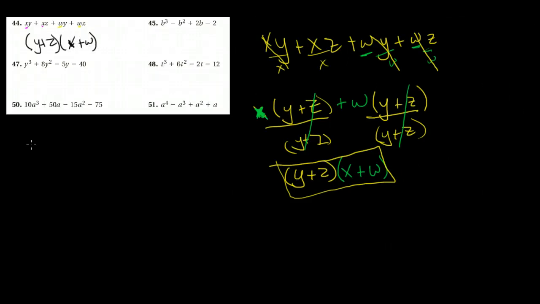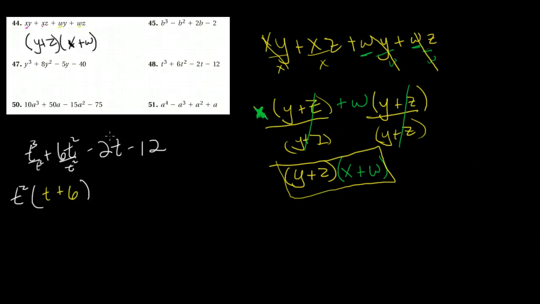Number 48 says t to the third power plus 6t squared minus 2t minus 12. Now, part of the strategy behind factoring by grouping is that I see that my first group has a common factor, a greatest common factor, but it's different from the common factor of the second group here. So in the first group, I have a greatest common factor of t squared. That's the greatest number that I can divide out from t cubed and 6t squared. And when I do that, I end up with t plus 6.